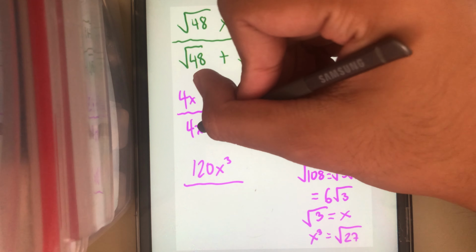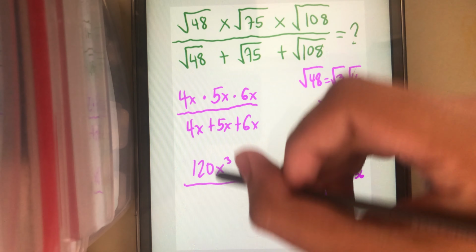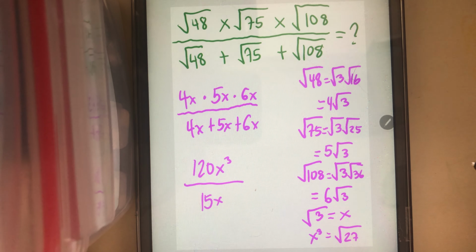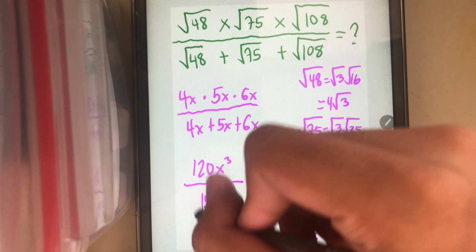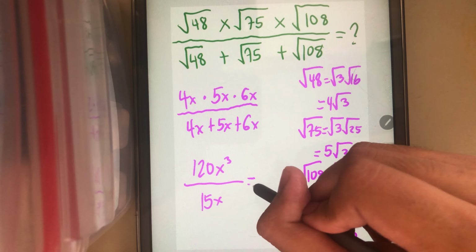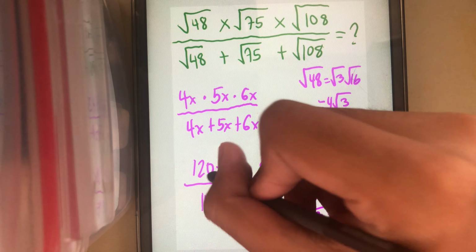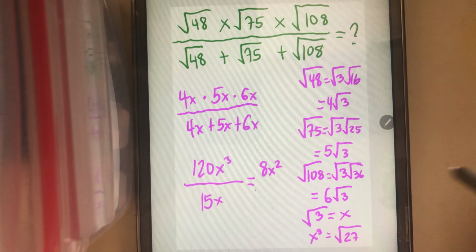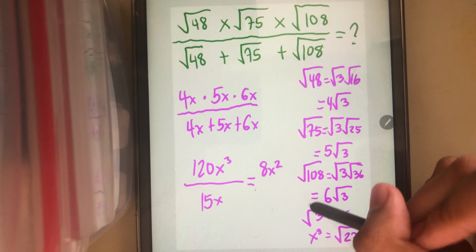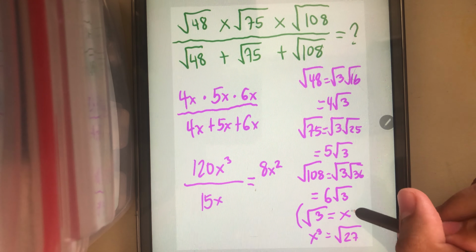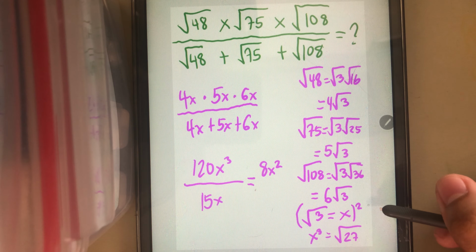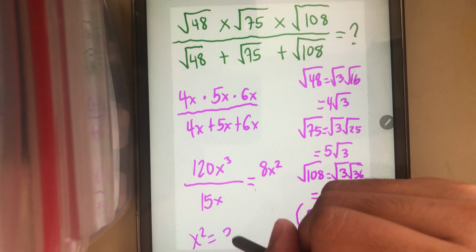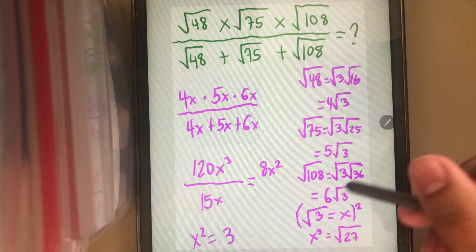Divided by 4x plus 5x plus 6x, which is equal to 15x. 120 divided by 15 is equal to 8. And x cubed divided by x is x squared. And if you take the square on both sides of square root of 3 equal to x, x squared is equal to 3. Because you remove the square root.